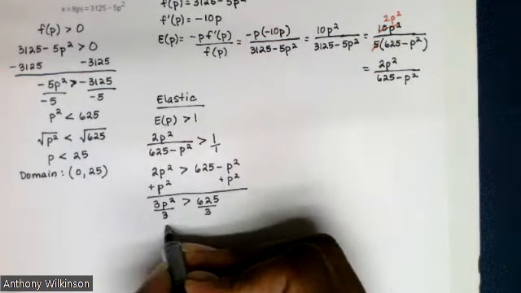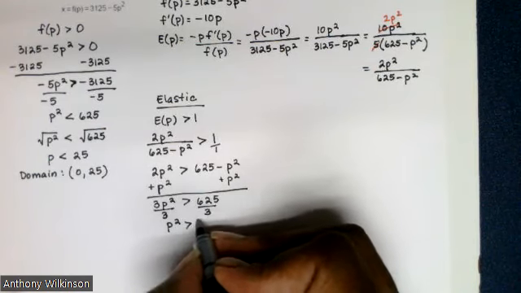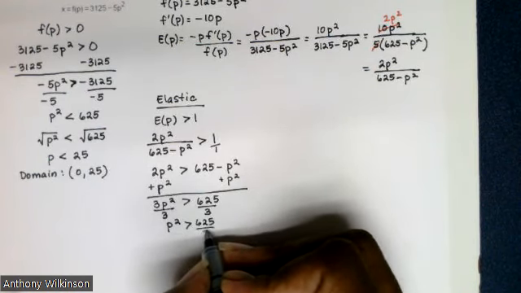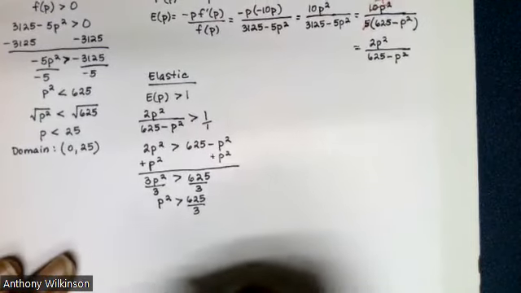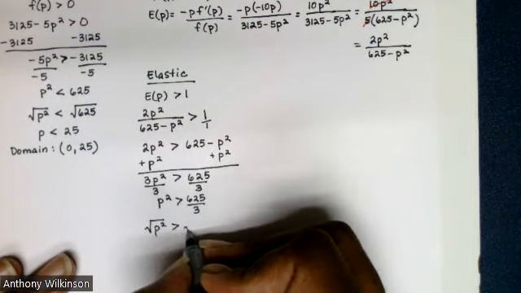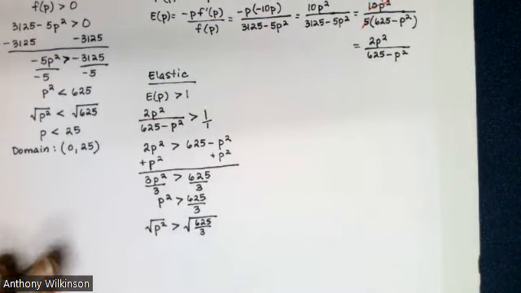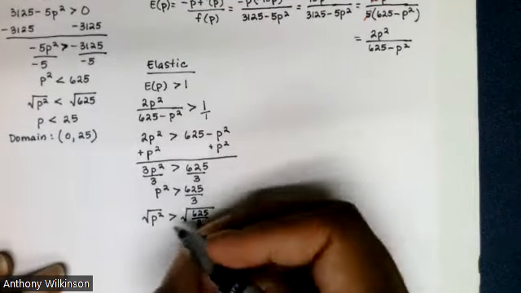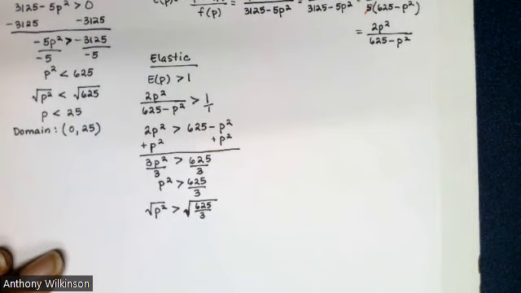Then divide both sides by 3, you'll get p squared is greater than, we'll leave this at 625 over 3 because I don't think 625 is divisible by 3. And then take the square root on both sides. We're not using plus or minus because P represents the price, and the price can't be negative. And we're assuming price and demand are both positive. Okay, so we don't need that plus or minus symbol.